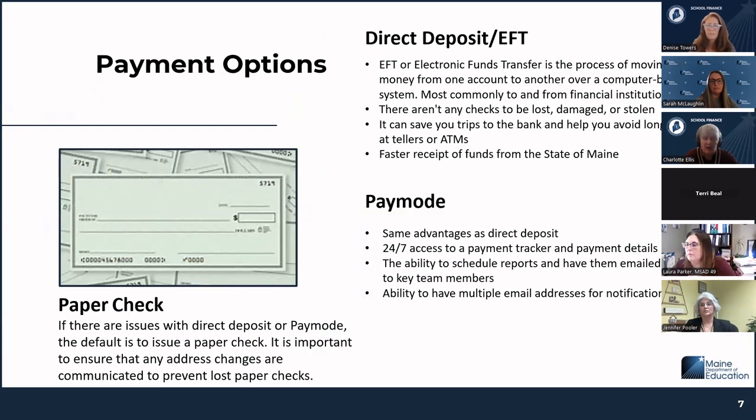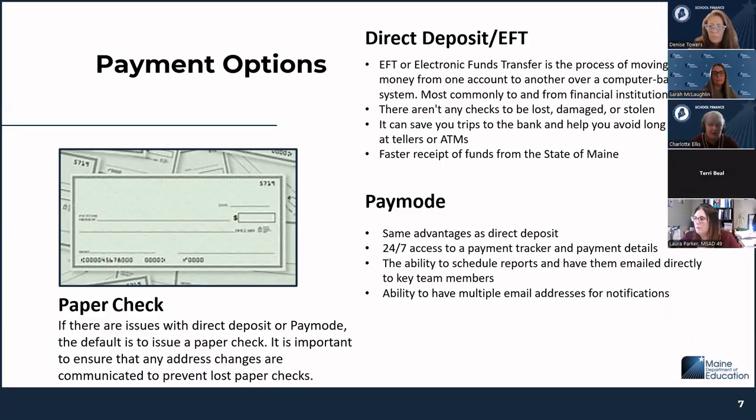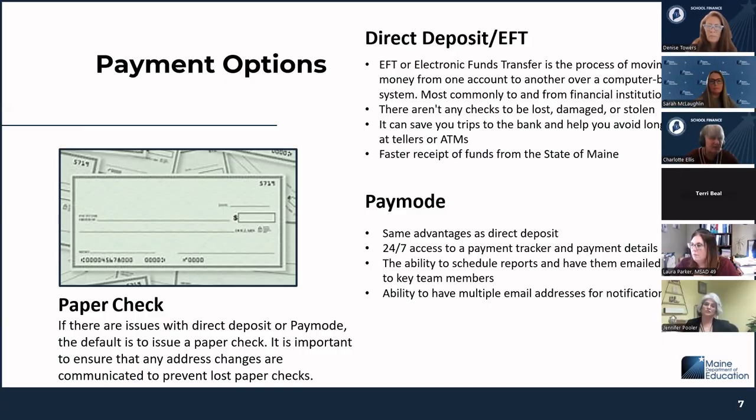I have a form that I can send you that you can fill out, and you can send that back to me and we can get that set up. Again, I said that helps so that checks don't get lost if an address is changed. And you also get your money faster that way. And it can save you some trips to the bank and having to have people sign checks and just lots of frustration. I mean, if you get your personal paycheck done direct deposit, then you know the advantages of doing that. Pay mode has some of those same advantages.